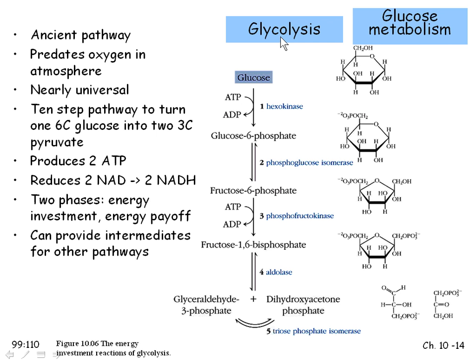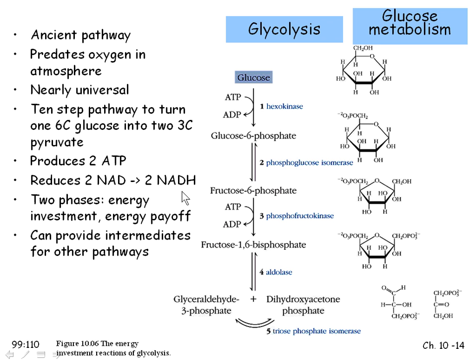Overall, what we're going to try and do is turn one 6-carbon glucose into 2 3-carbon pyruvates. You're going to find the pathways easier to keep track of if you keep track of your carbons. Carbons are never created or destroyed in biochemistry. You have to go to the nuclear physics department for that. We're not just doing that for idle purposes. We're going to produce 2 ATP in the process, and we're going to reduce 2 NAD to 2 NADH.